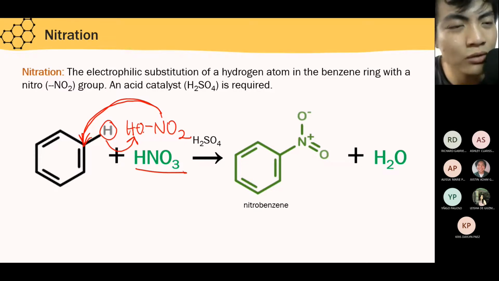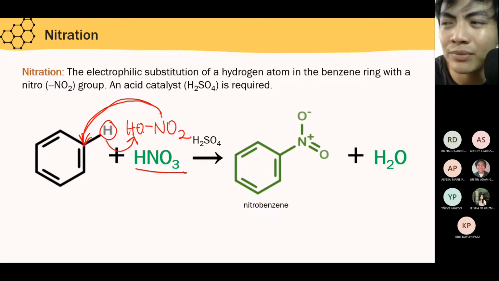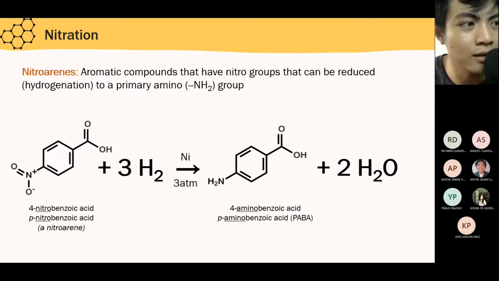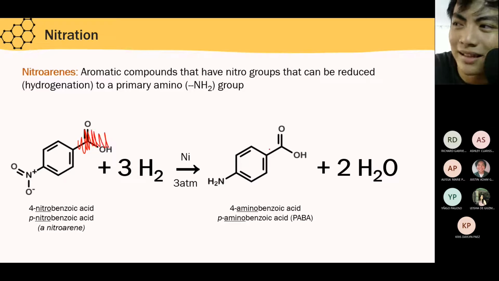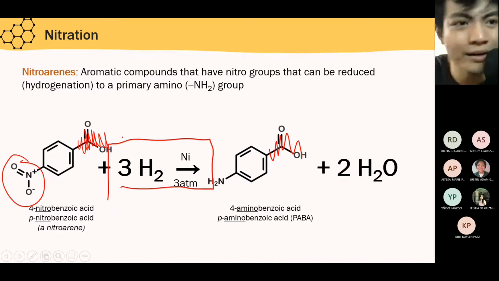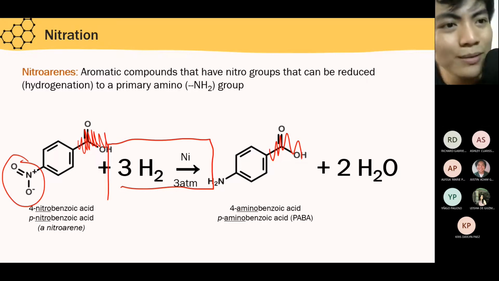And if you want the nitro group to become an amino group, you just reduce it. So in reducing nitrobenzene to aminobenzene, this is needed. Focus only here. So in the reduction of your nitro group to amino group, you need hydrogen gas. Okay? It looks like an alkene too, right?